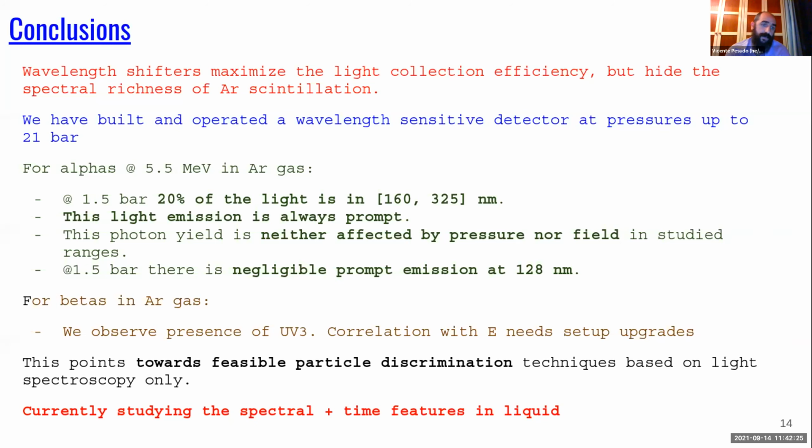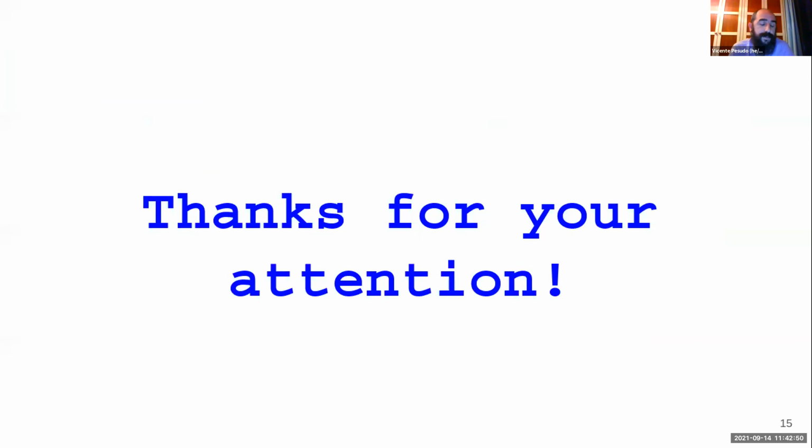And also at 1.5 bar, there is negligible prompt emission at 198 nanometers. Then for betas, we observe presence of UV3 and the correlation with energy in its setup upgrades. And this points towards feasible particle discrimination techniques based on light spectroscopy only, and we are currently studying the spectral plus time features in liquid. And that's all from my side. Thanks so much.